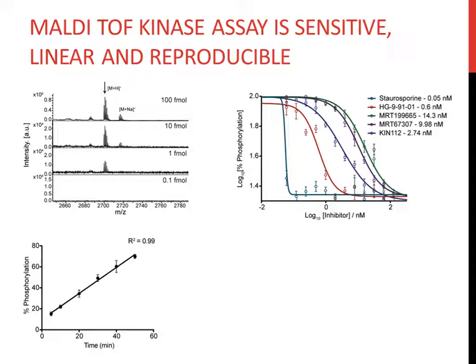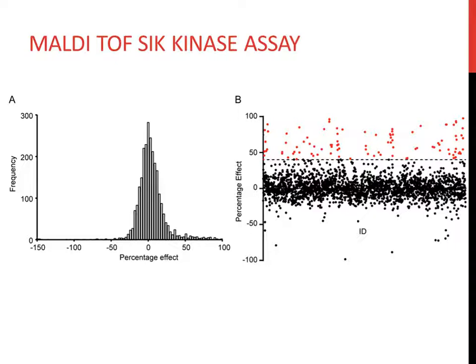So in this high-throughput screen, we screened 3,000 ATP competitor compounds, which are in the kinase screen panel of the drug discovery unit in Dundee. And as you can see, we got a very nice normal distribution, and there we had quite a number of hits, actually, that inhibited more than 2 times the standard deviation of the assay.